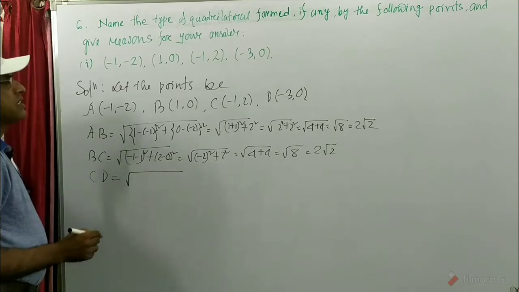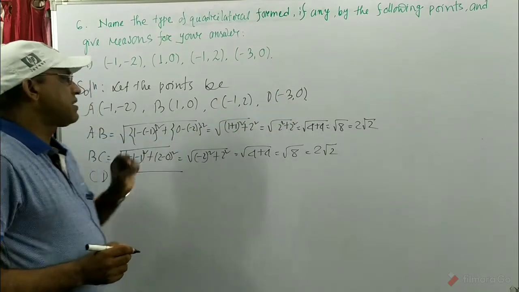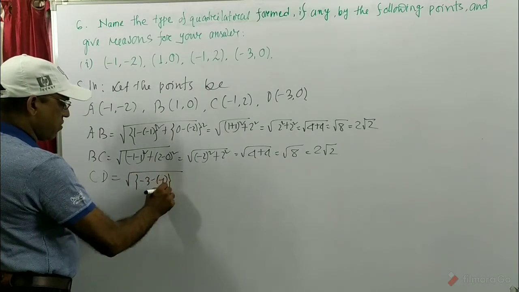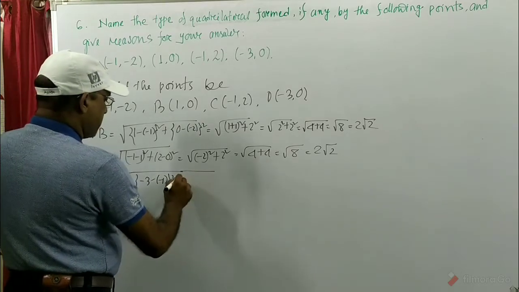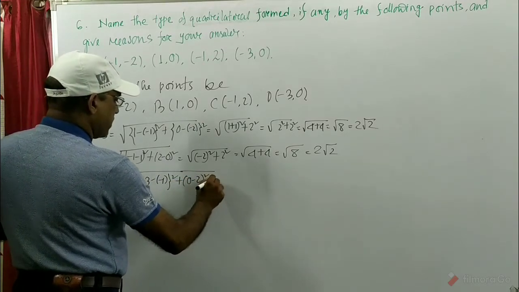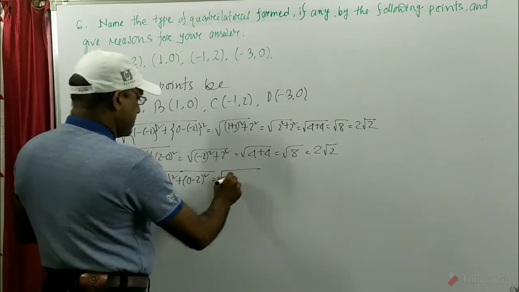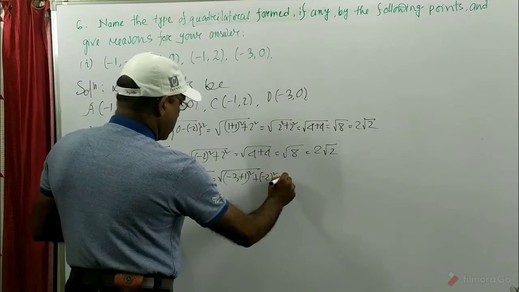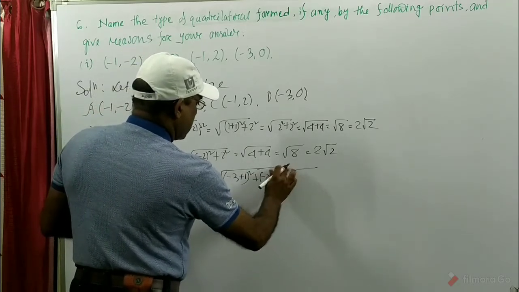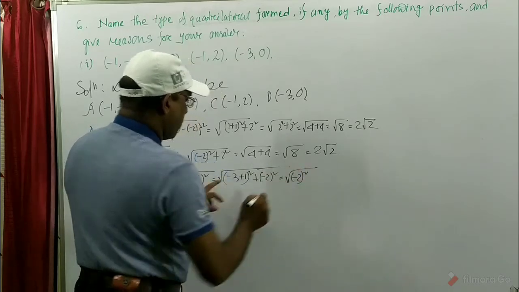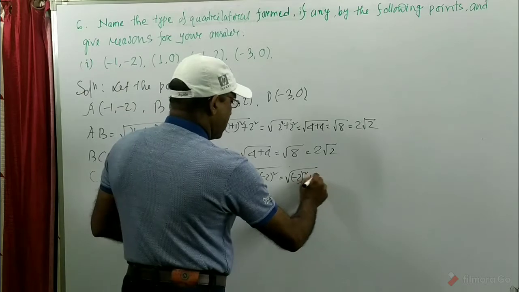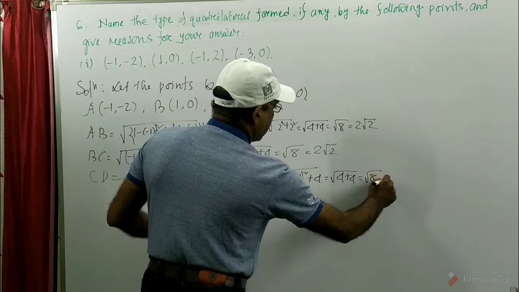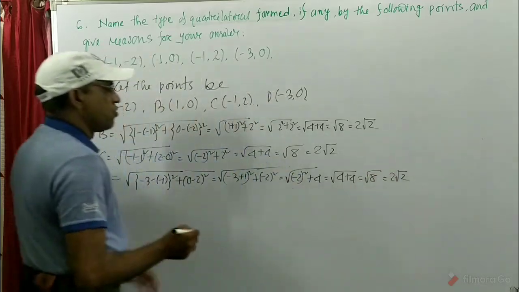CD, we consider CD. (Minus 3 minus minus 1) whole square plus (0 minus 2) whole square. So (minus 3 plus 1) whole square, minus 2 square, and (0 minus 2) whole square, this is 4, root over 4 plus 4, this is 8, this is 2 root 2, we get 2 root 2.